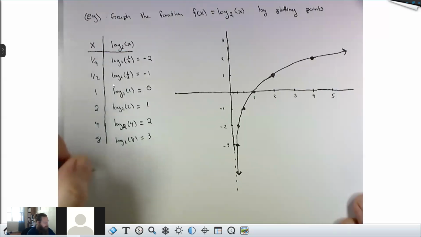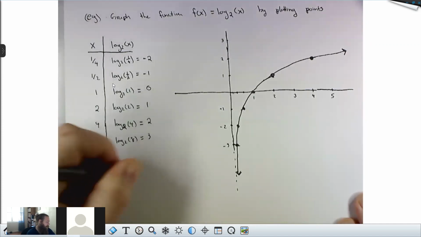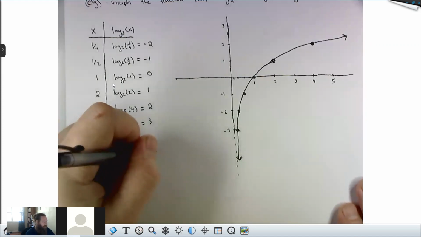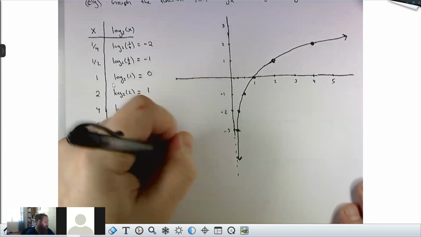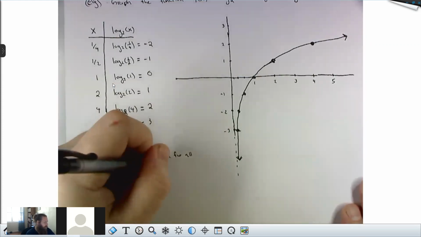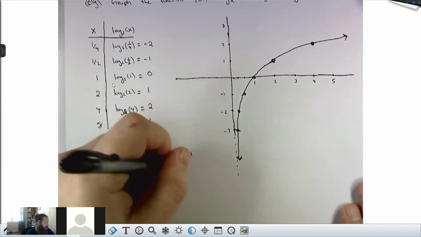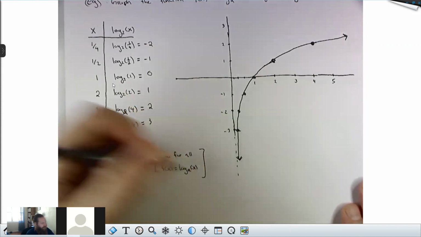So let me state a few things. The domain is the open interval from 0 to infinity. And this is the same for all logs. Same for all functions like f of x equals log base a of x, regardless of the number a.